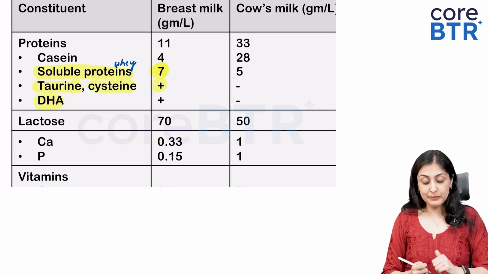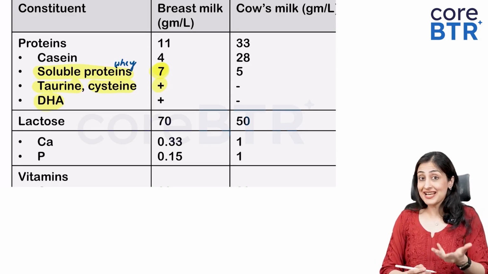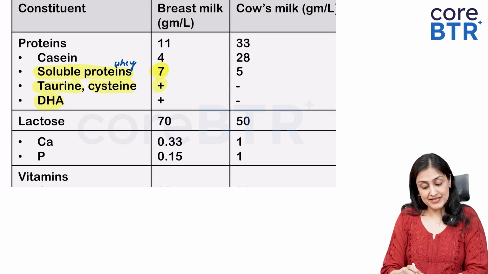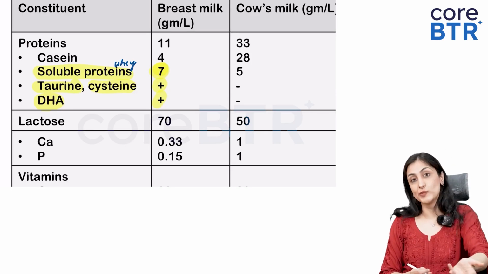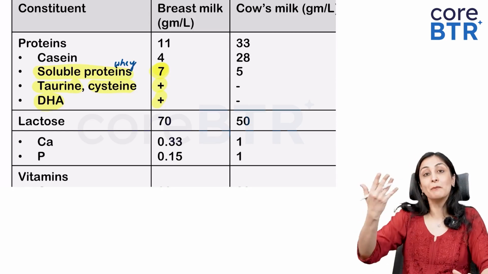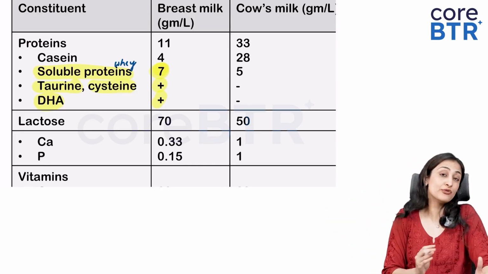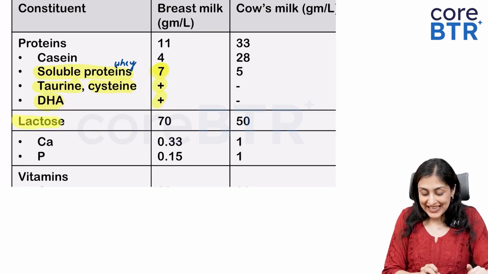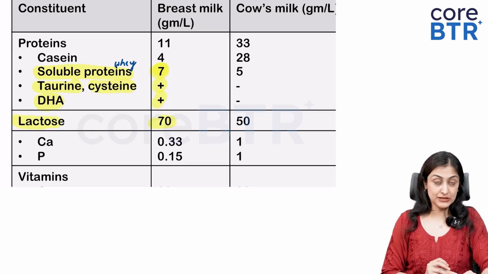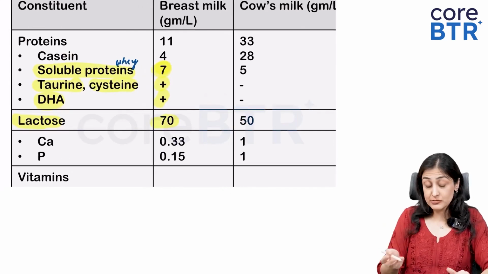We also have lipid in terms of docosahexaenoic acid, which is your essential fatty acid, which is present in breast milk. So this is what breast milk is meant for humans, right? So that's how it develops more brain than obviously cow's milk. No offense to cows, but yeah. Then you have lactose. So lactose is again more in breast milk. So it's sweeter, it's more palatable.